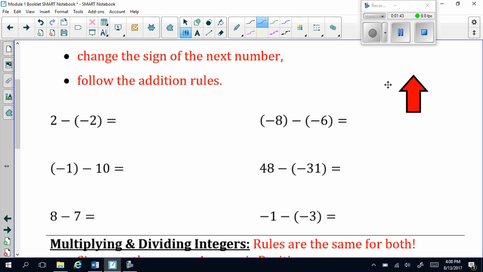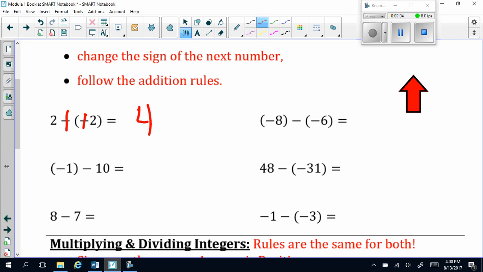Okay, so here we go. 2 minus a negative 2. I'm going to change the subtraction to addition and change the sign of the very next number. So it was negative. I change it to positive. Now I have 2 plus 2. Signs are the same, so I add and keep the sign, which is positive. So I don't write it. So I added the opposite.